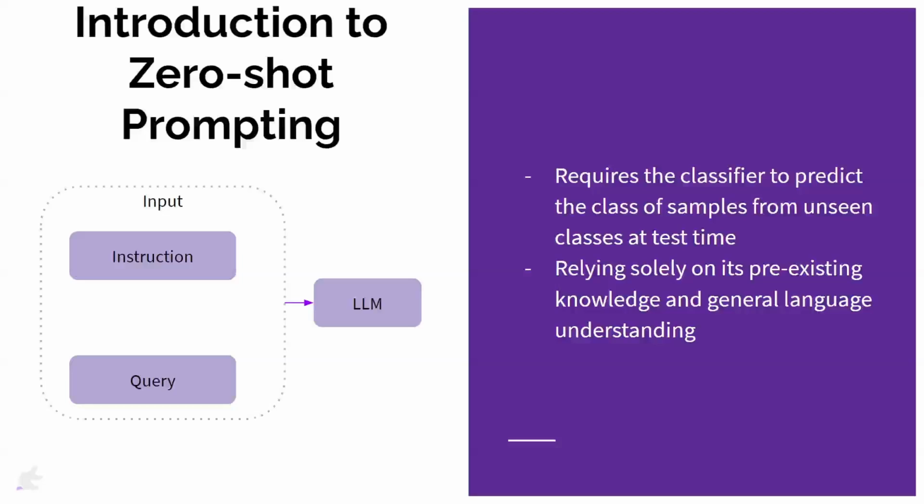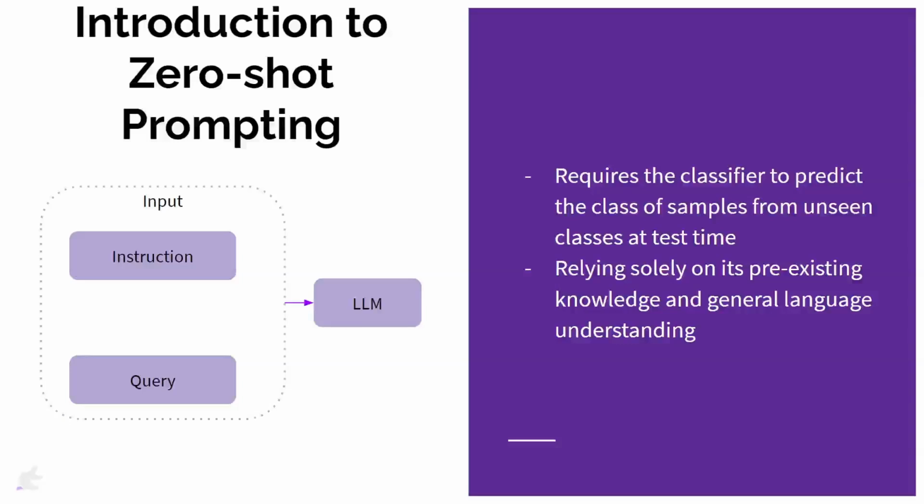Zero-shot learning is a problem setup in machine learning where a classifier is expected to correctly classify new samples to classes that it has not observed during training. Unlike standard generalization in machine learning, where classifiers are trained on samples from all classes, zero-shot learning requires the classifier to predict the class of samples from unseen classes at test time.